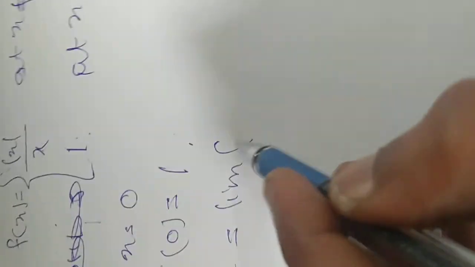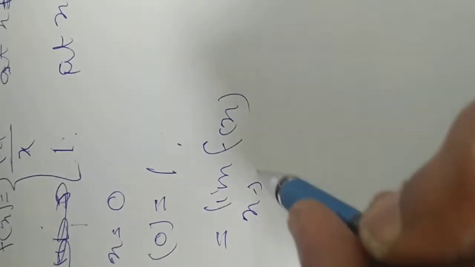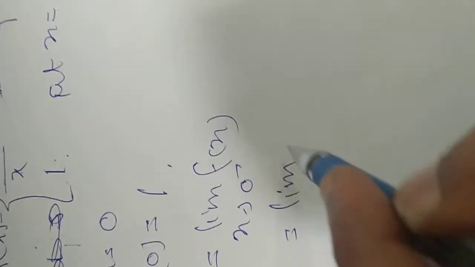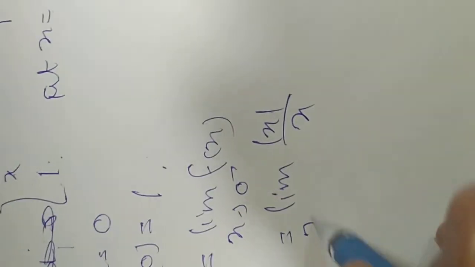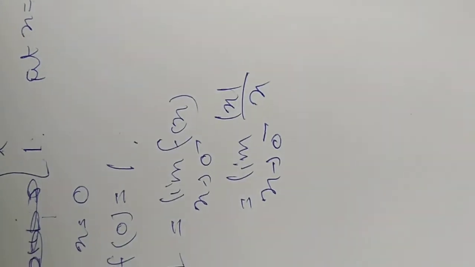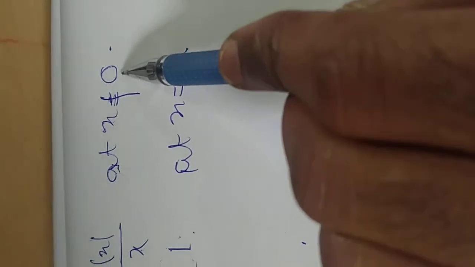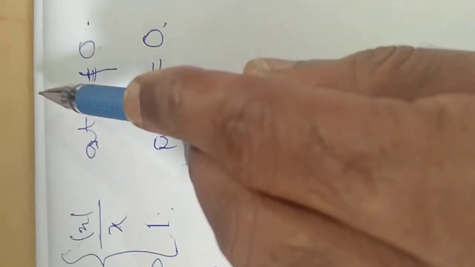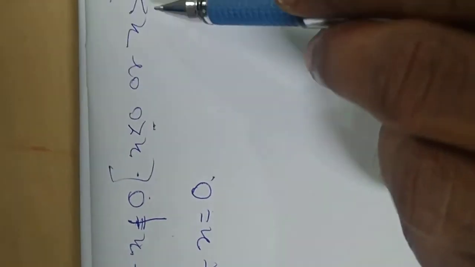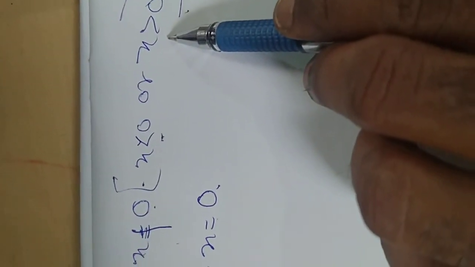Then I will be finding the limit. Limit of f of x as x tends to 0 minus is equal to limit of mod x divided by x as x tends to 0 minus. Why do we take this? Because if x is not equal to 0, it means x can be less than 0 or x can be greater than 0.